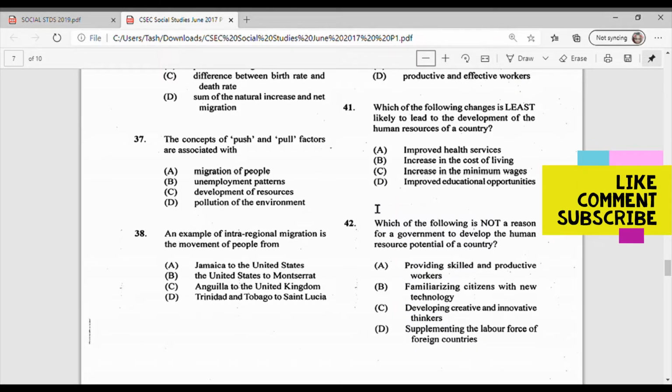41. Which of the following changes is least likely to lead to the development of human resources of a country? So it said least likely to lead to the development. Options are improved health services, increase in the cost of living, increase in the minimum wage, or improved educational opportunities. So your answer for 41 would have been letter B, which is increase in the cost of living.